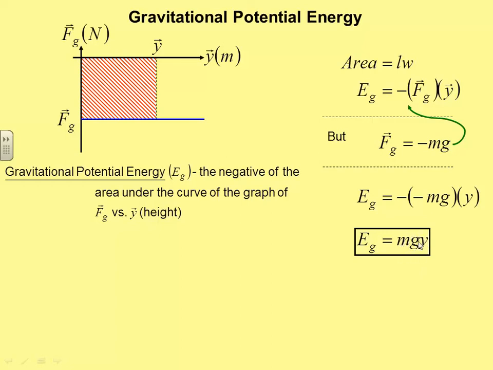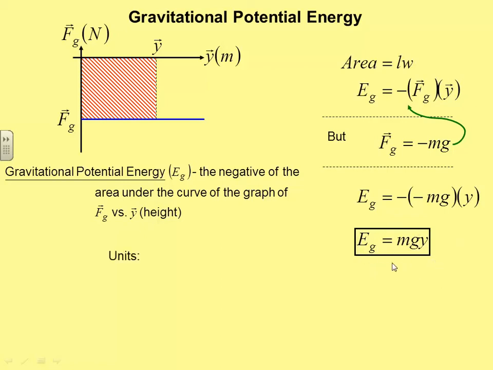Remember, mg is the force of gravity, or weight. So Eg is really dependent on how much something weighs and how high it is in the air. Just a simple mgy. No squareds, no square roots, not even a 1/2 like in the Ee equation. So this is a nice simple way of figuring out the gravitational potential energy.